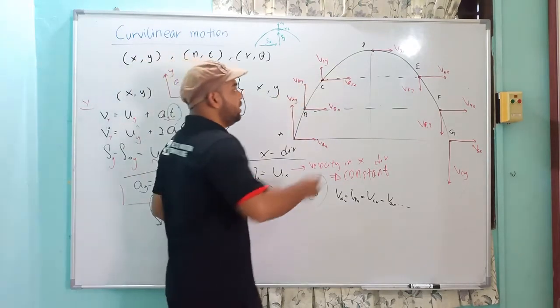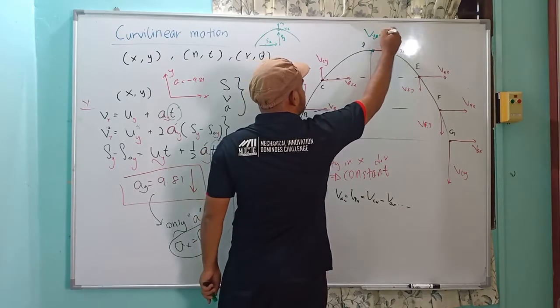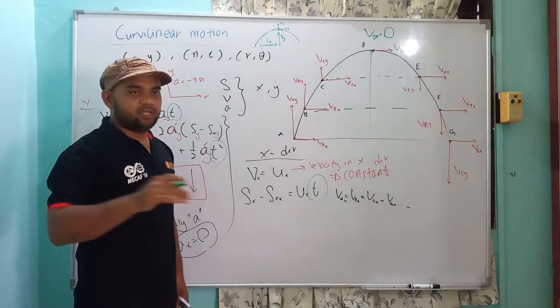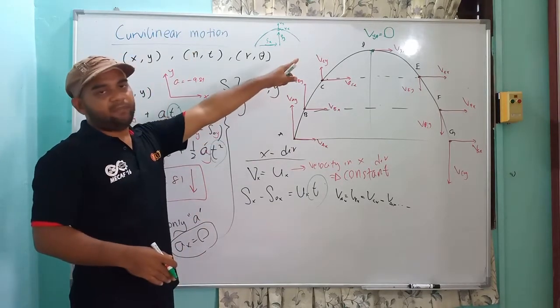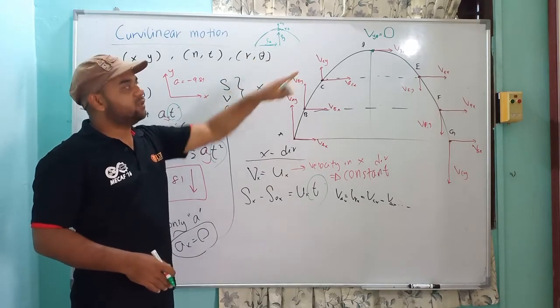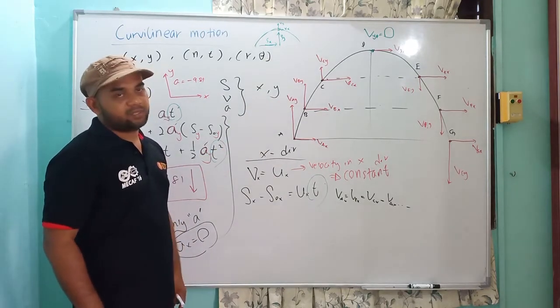At this top point, VY at D equals 0. When you change direction, same as in rotational motion, before going down, the velocity at the maximum point must be 0. Only the velocity in x direction exists, which is constant, always constant.